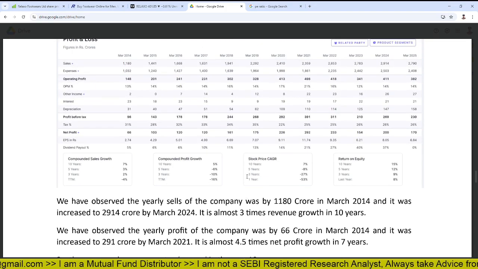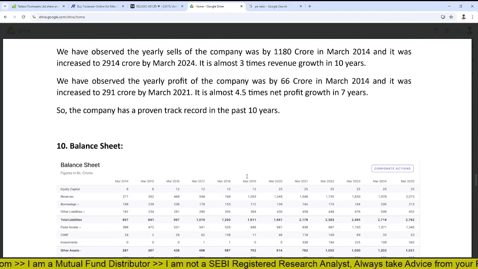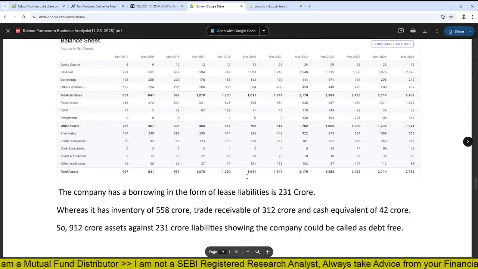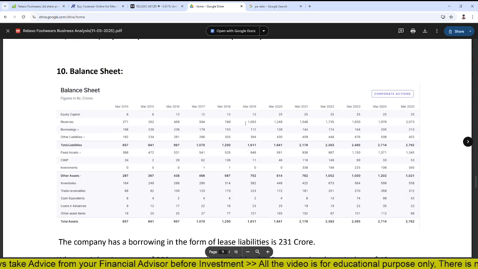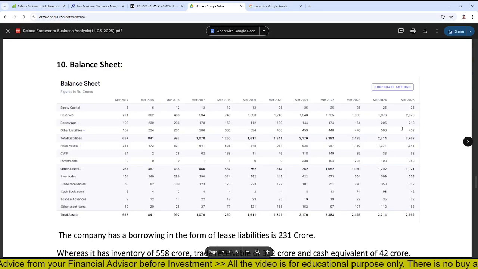So the company has a track record of 10 years of balance sheet I can see, and from the balance sheet we can see the company is almost debt free. Total 558, 312 and 42, that is your 912 crore of assets basically, compared to this borrowing of 2713. The company is comparatively debt free, and you can see here the reserves are consistently increasing.